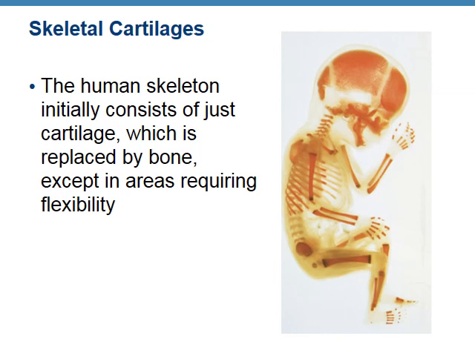So this slide is showing you a 12-week-old fetus. Wanted to point out that you can see some of the gaps in bone development. You can see here in the carpal region, in between the phalanges, and between the frontal bone and the parietal. But initially, the human skeleton consists of cartilage, which is eventually going to be replaced by bone.